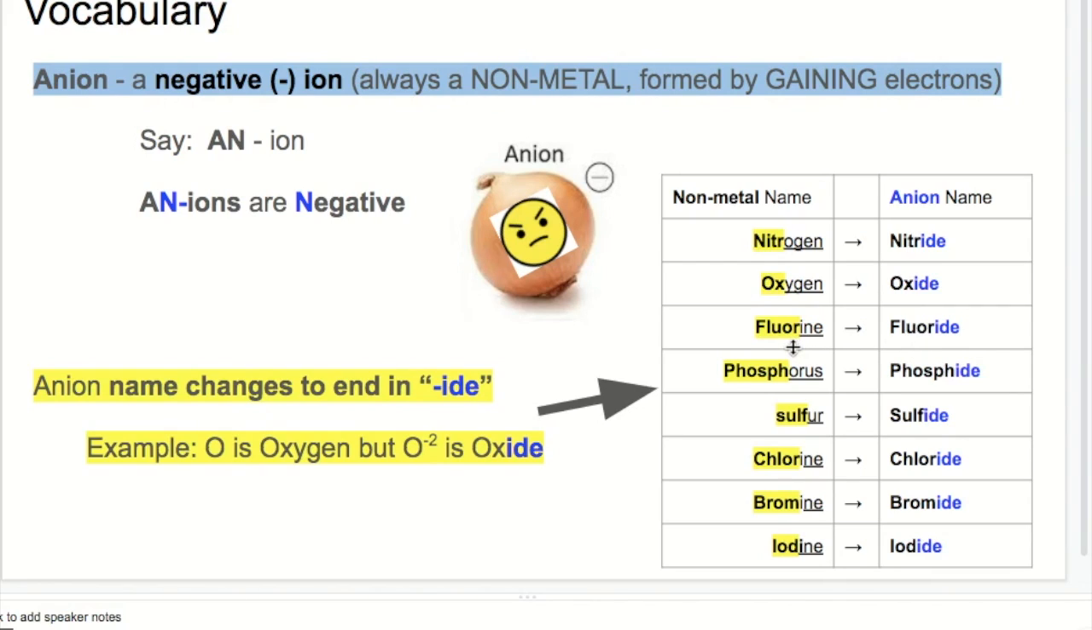One more time. Fluorine, fluoride. Next one. Phosphorus, phosphide. Together, phosphorus, phosphide. Next, sulfur, sulfide. Together, sulfur, sulfide. Next, chlorine, chloride. Together, chlorine, chloride. Next, bromine, bromide. Together, bromine, bromide. Next, iodine, iodide. Together, iodine, iodide. So it's the same word, just with that "ide" ending there.